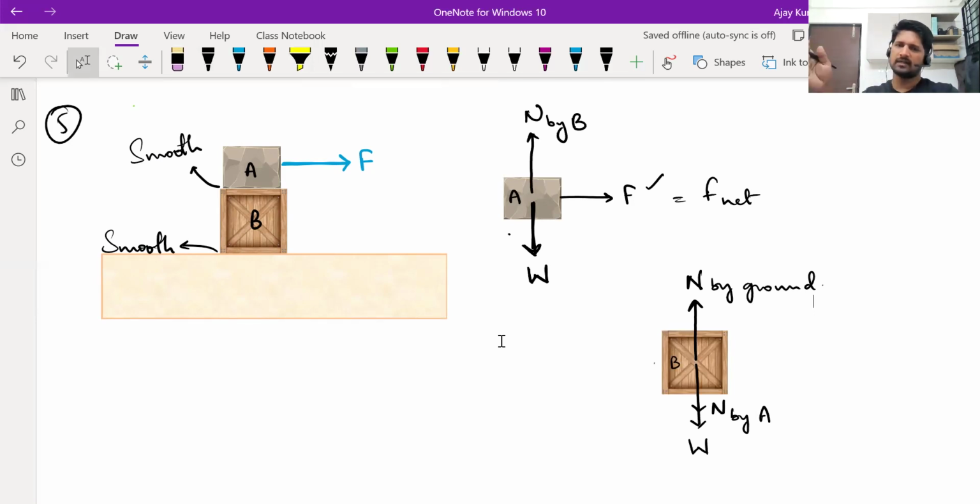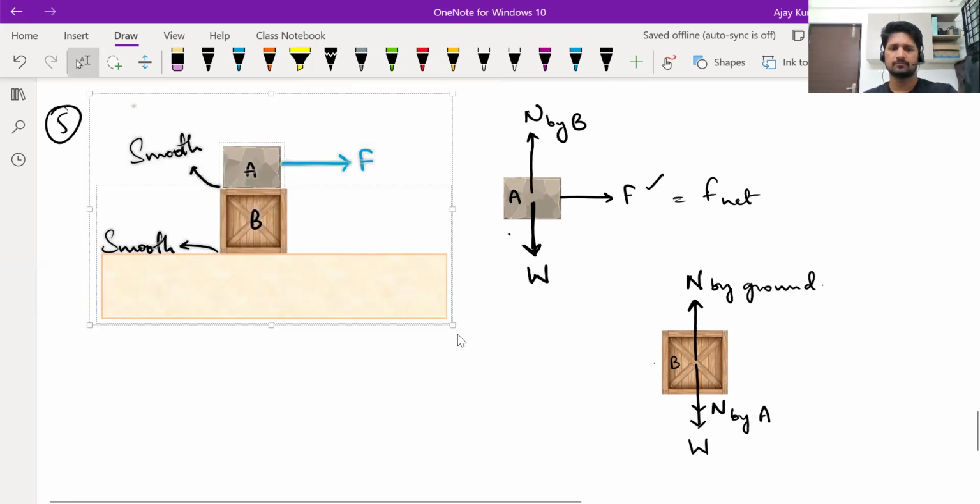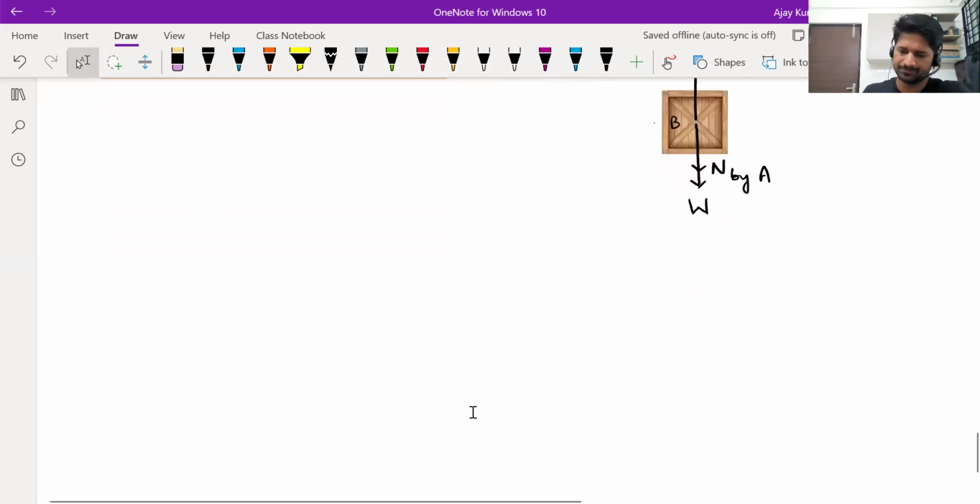So A will start accelerating to the right. A will slide off, B stays there itself because there is no horizontal force trying to move B. Is this clear to all of you? Any questions in this?